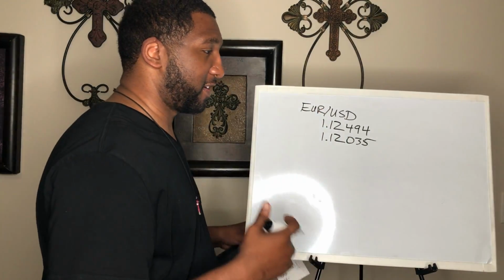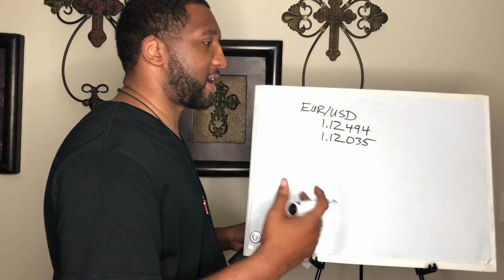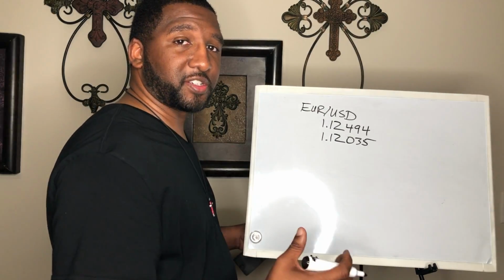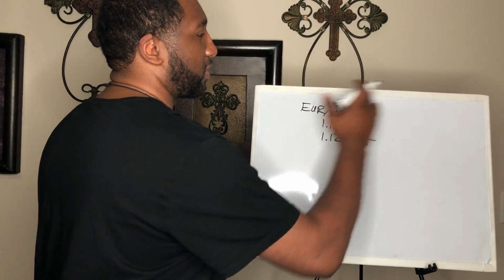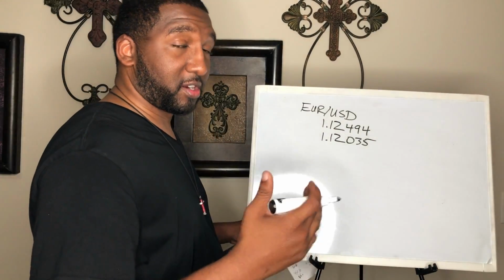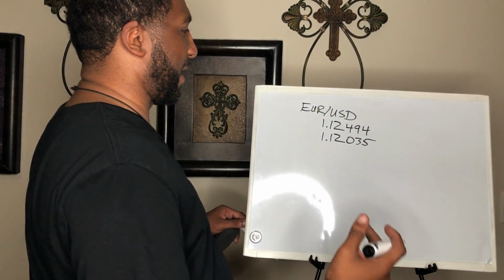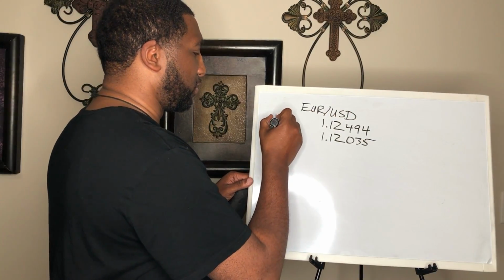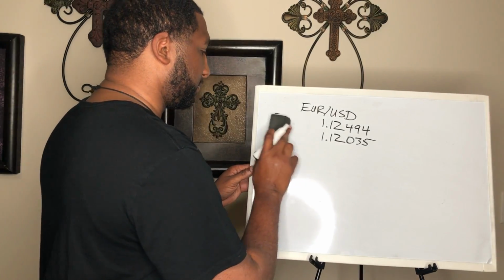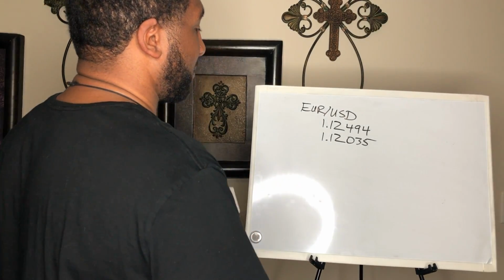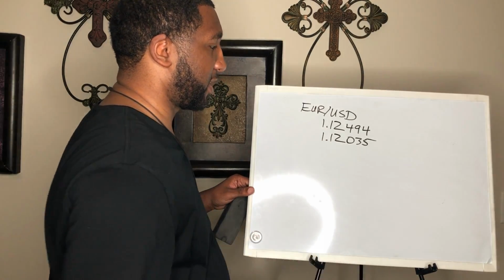Now, you should already know what a pip is. A pip is a unit of measure, if you went through IML Academy, a unit of measure in Forex. We use a ruler to measure things, we use a thermostat to measure temperature. In Forex, we use what's called pips. It's just a unit of measure. So we need to count how many pips it would be from here to here.